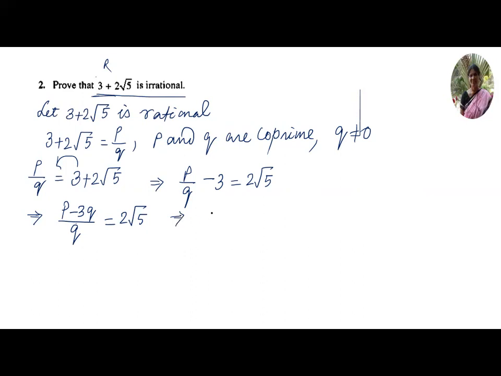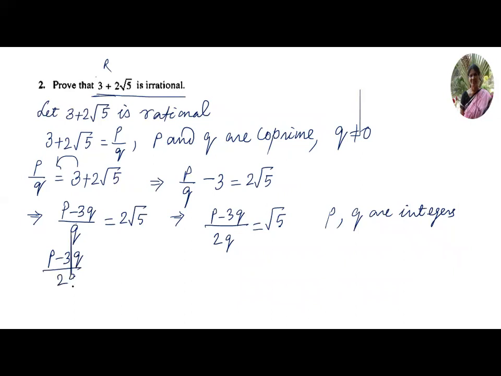Or I'll write p minus 3q, and 2 I'll take to the denominator, is equal to root 5. Here we will find the contradiction. What is it? P and q are integers. So p minus 3q by 2q is rational.